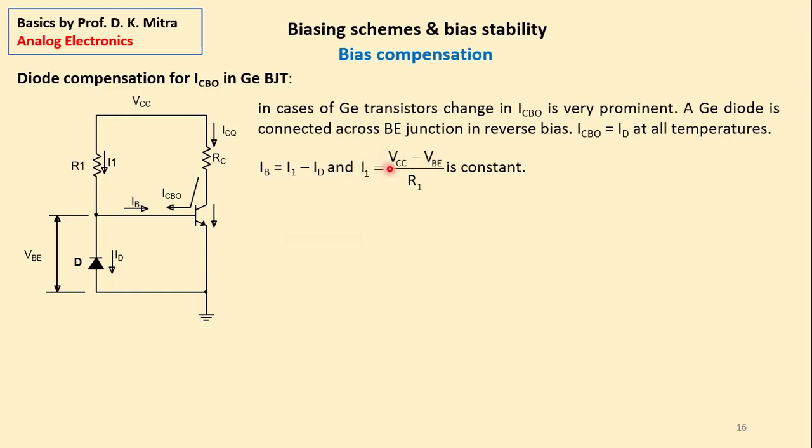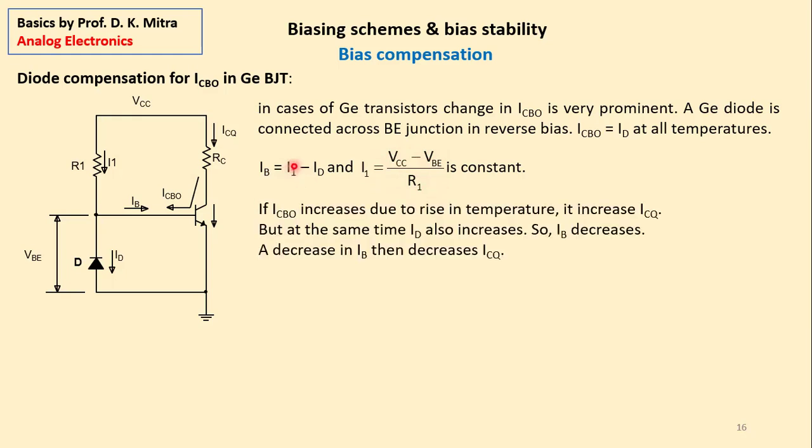And this I1, we see, is a constant. It doesn't depend upon ICBO. So this I1 is a constant. What happens if ICBO increases due to rise in temperature? It increases ICQ, because ICQ is equal to beta IB plus ICBO. But at the same time, ID also increases.